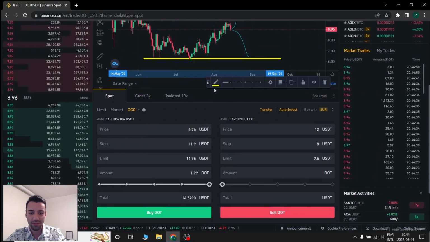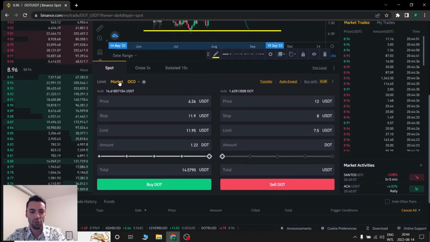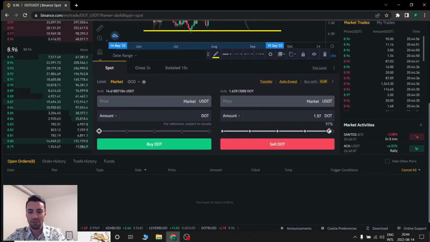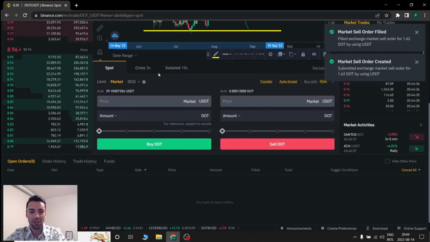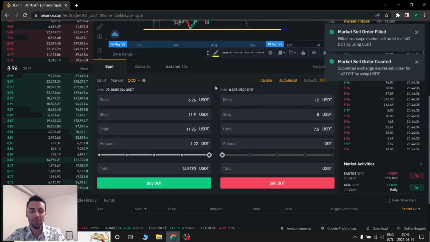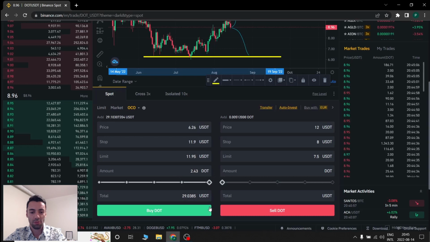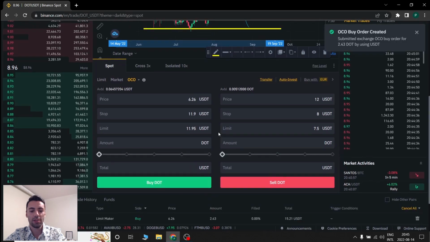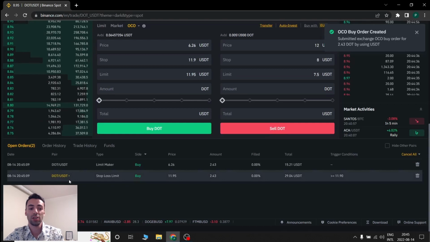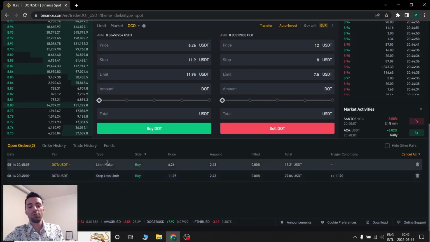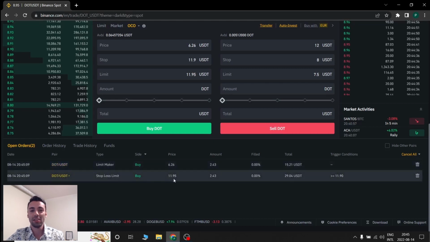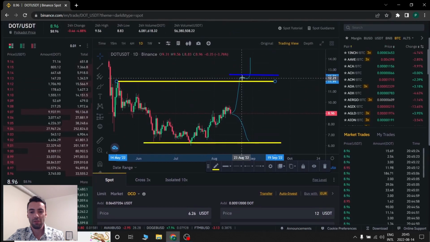Really? So first let's go to market and sell all of our Polkadots and turn back to OCO. So here we have 6.2611, and I think this might be good now. Buy. Yes, and it happened. Now we have two open orders here for Polkadot, one for limit maker which is at 6.26, and another one at 11.95, which is here.